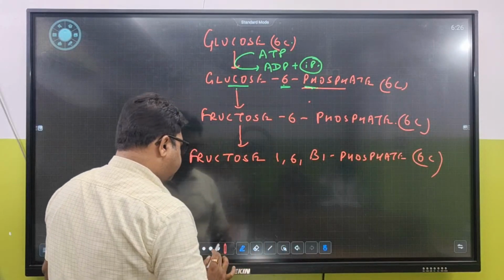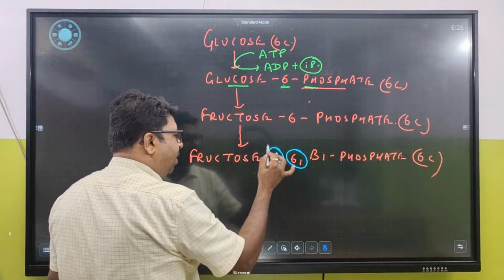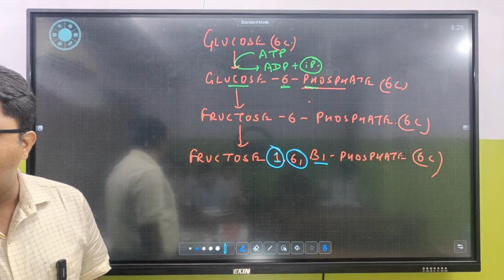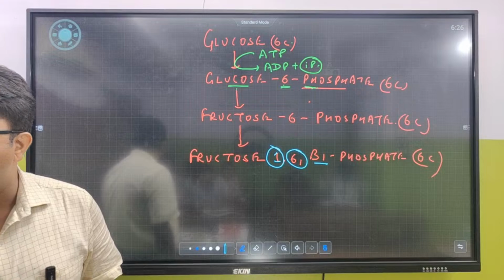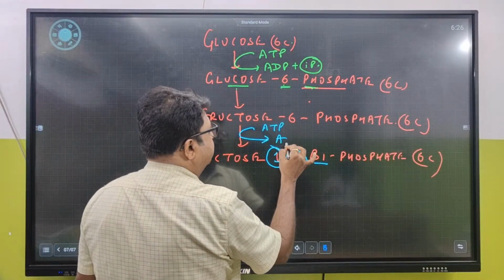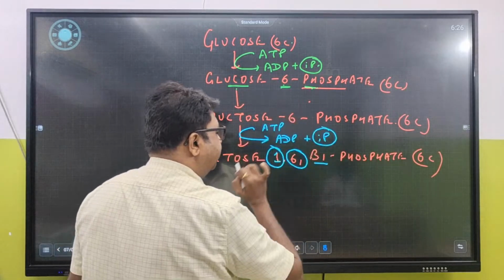Ayushi will tell. There was already a phosphate at the 6 position. What happened this time? Another phosphate was added at the 1 position, that is why it is called biphosphate. It has been added, that means what is required? Another phosphate is required. Where from are you going to get it? By breaking down ATP into ADP plus IP. Is this clear? This IP you are adding with the first carbon.